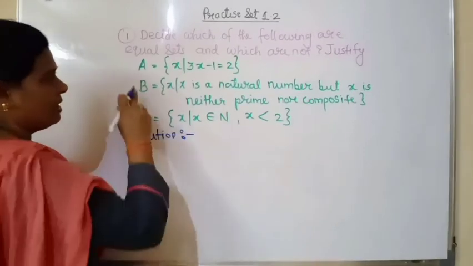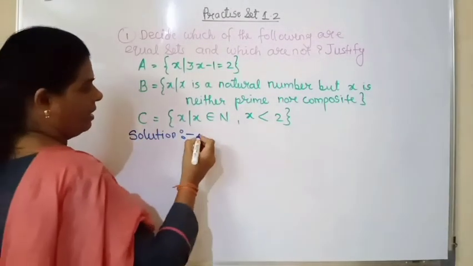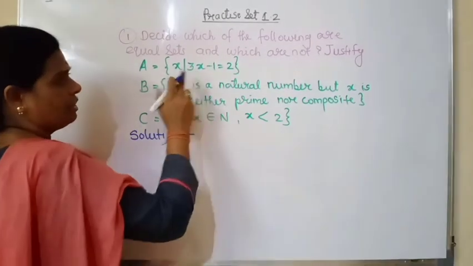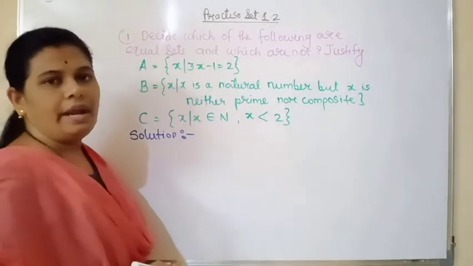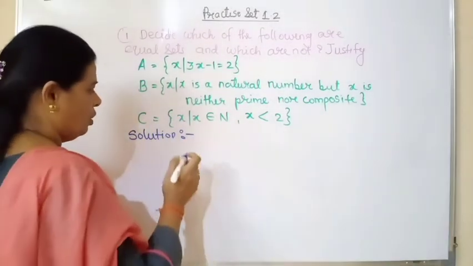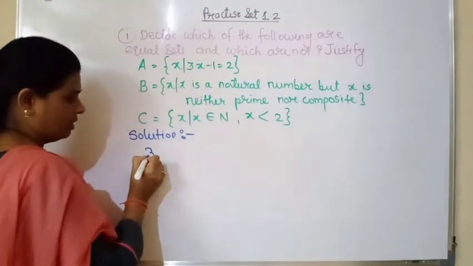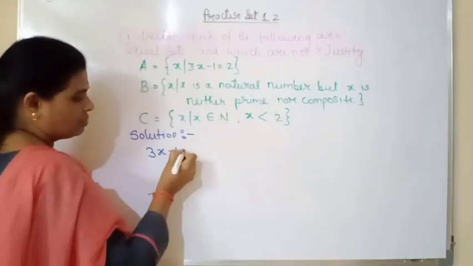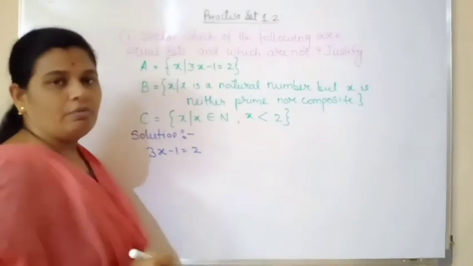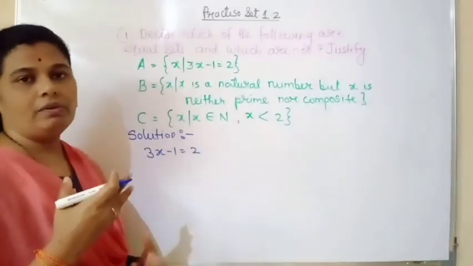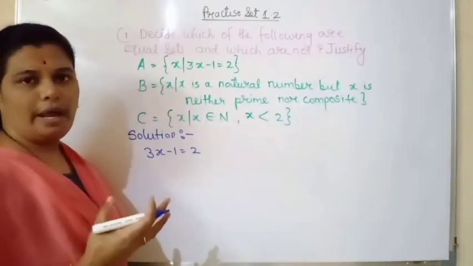Okay, so first, what is there? That is the set A. A is a set of x such that 3x minus 1 is equal to 2. So we will write the equation here: 3x minus 1 is equal to 2. We will solve this equation and find the value of x.